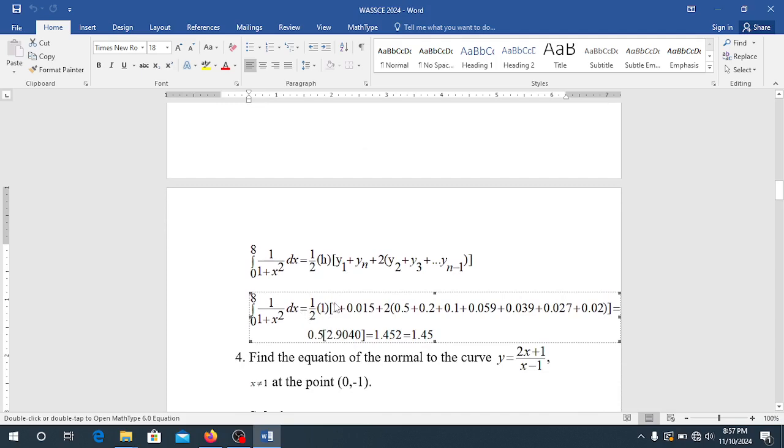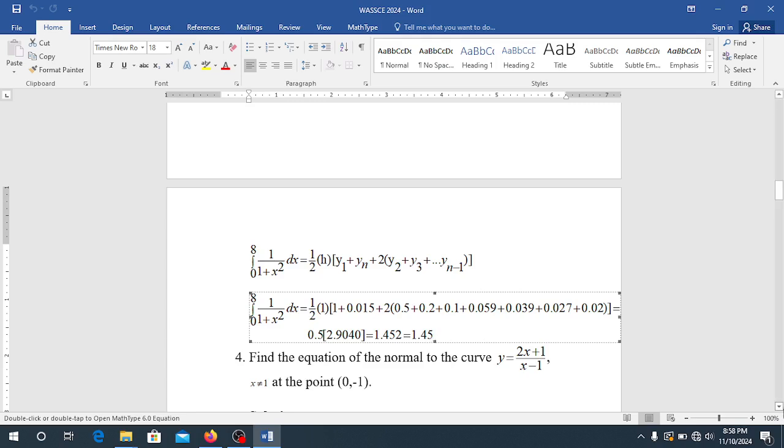Now putting all this together, the half has been turned to 0.5. If I take the 1 plus 0.015 plus 2 times everything in the bracket, it will give me what you have here. And now 0.5 times this will give us 1.452. We're told to express our answer to 2 decimal places, and that is 1.45. Remember, you cannot move from here directly to the answer. You must first write the answer in full before we now see you correcting it to 2 decimal places.